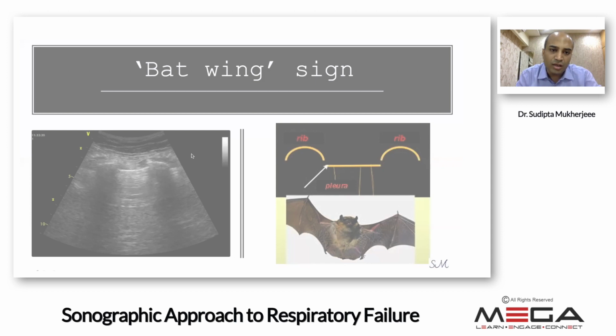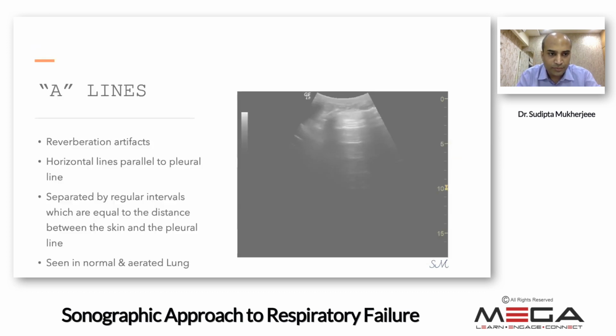Whenever we are describing lung ultrasound, this is the classical image, which is called the batwing appearance. It is formed by the two ribs and the black shadow below them, and the sharp white hyperechoic line, which is the pleura. Below the pleura, there are multiple horizontal lines, which are called A lines, which are the normal lung finding. So what are the criteria of A lines?